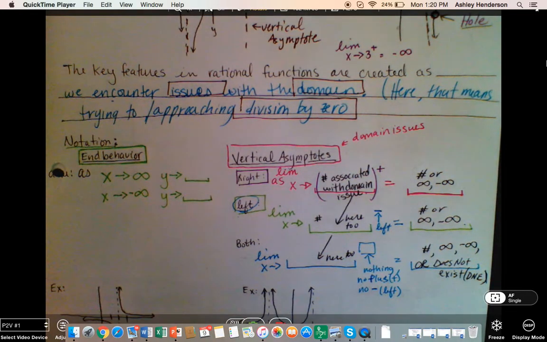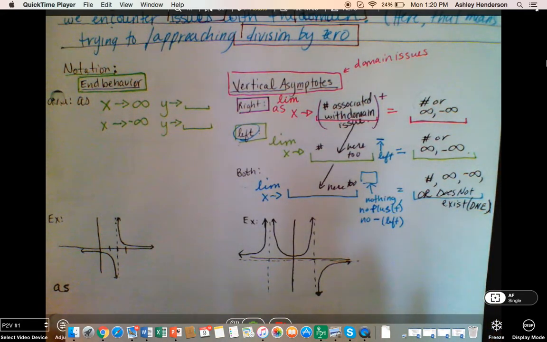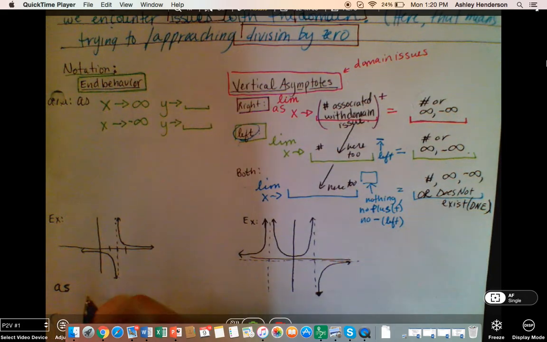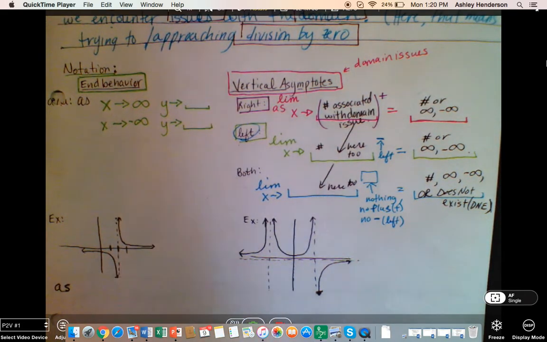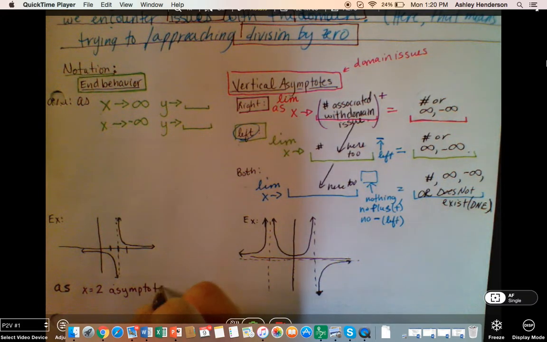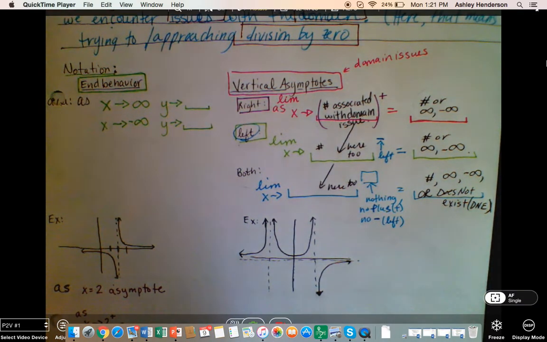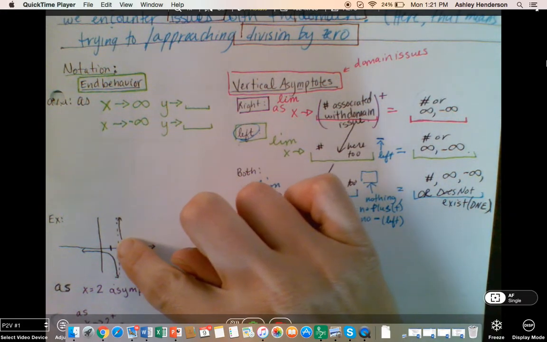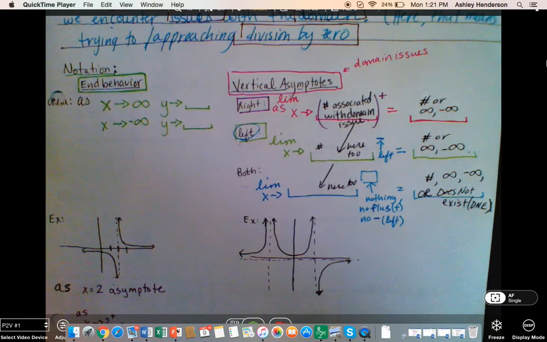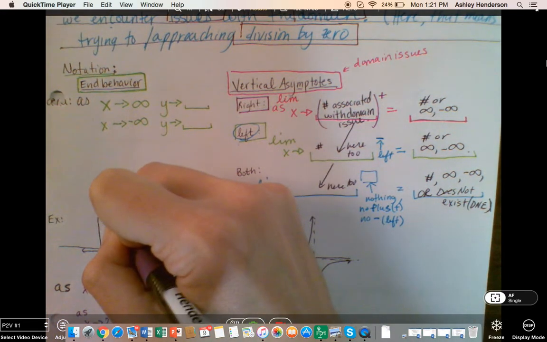So let's look at a couple of these. Let's look at this one right here. We're going to use our fingers here to help us figure out what is going on. This domain issue must be happening at x equals 2. We have an asymptote that's occurring. So as x approaches 2 from the right, and I'm going to take my finger, as it's coming at it from the right, what does my finger do? Does it shoot up to infinity? Yes. That means this guy goes to positive infinity.